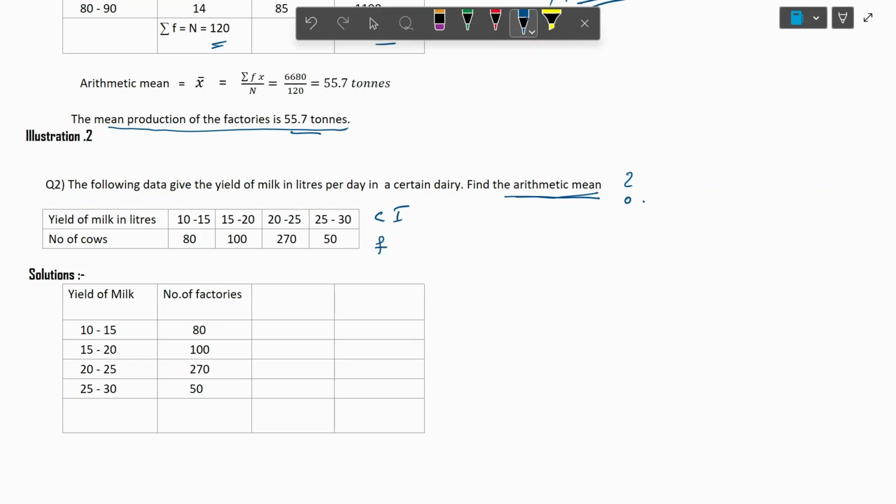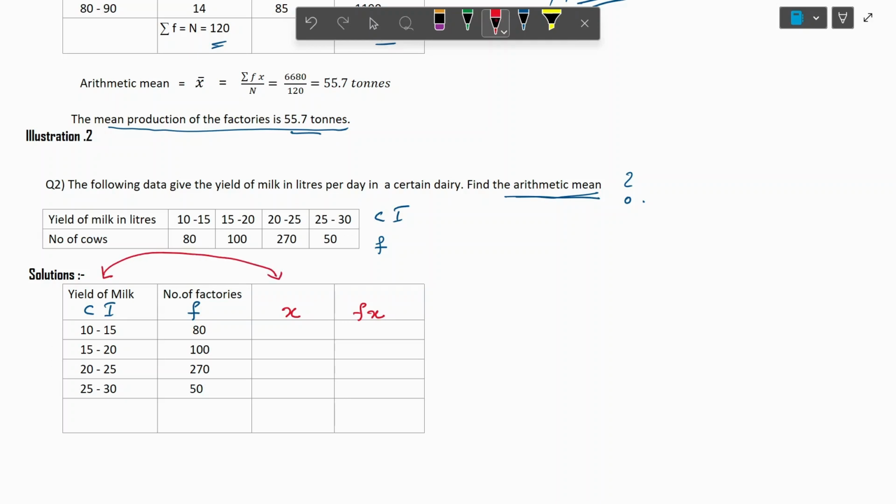This is your F. We are going to make how many columns table? 4 columns. So what is your first column? That is your class interval. What is your second column? That is your frequency, number of cows, that is equal to F. What is the next column for you? That is your X. This is what you need to calculate. And next one is F into X. What is X here? X and class interval is connected. It is the midpoint of your class interval.